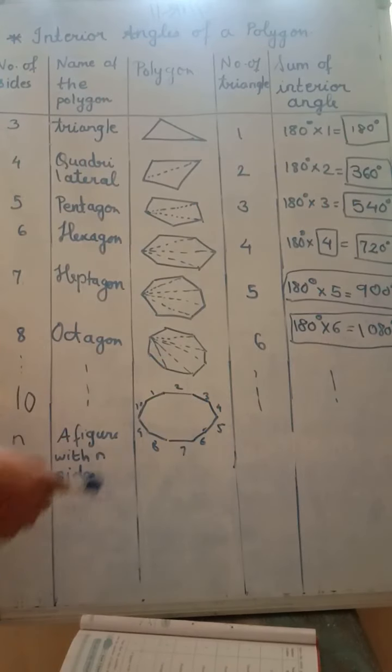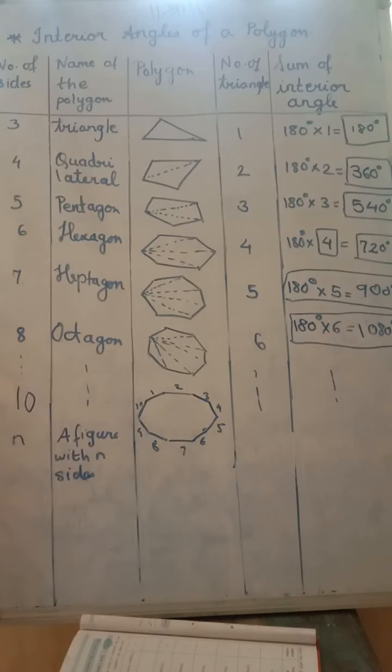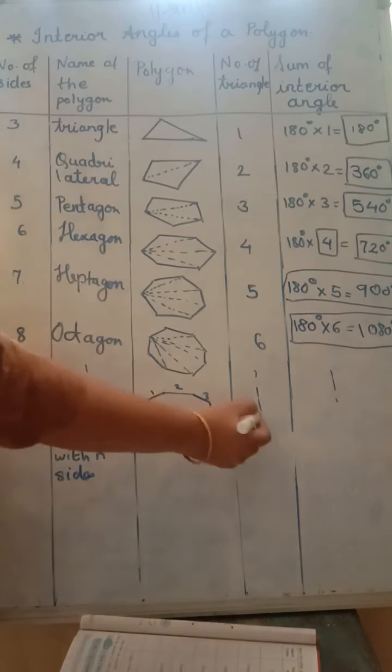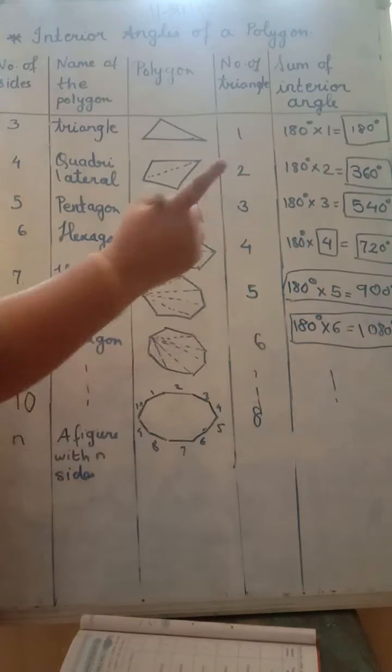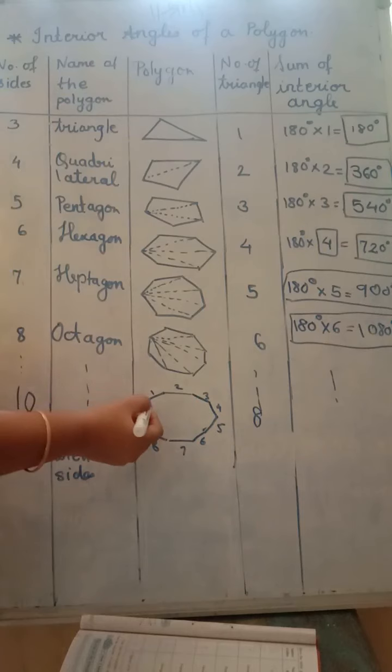Instead of drawing the lines in this polygon and then counting the triangles, we can easily get the number of triangles. What we have to do is just subtract 2 from 10. What will it be? 10 minus 2 equals 8. It means there will surely be 8 triangles in the polygon which has 10 sides. You can check it from here.